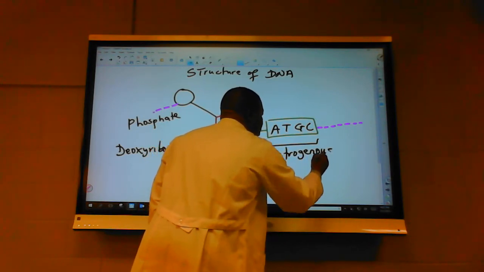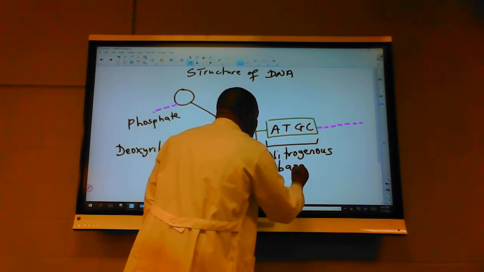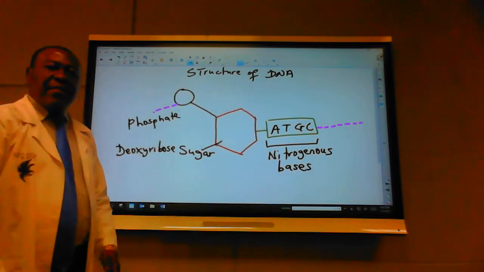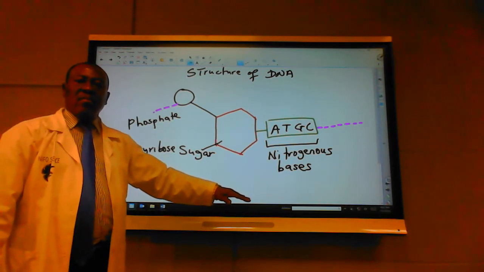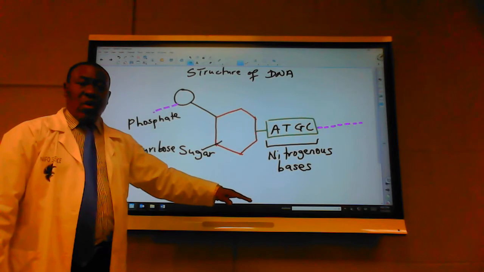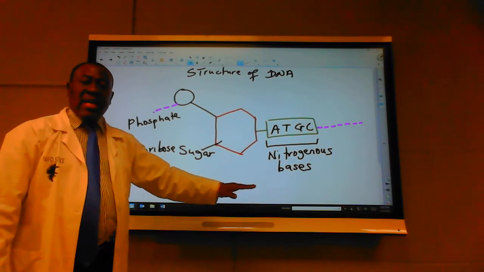It's called the nitrogenous bases. All right? So look very carefully. How many nitrogenous bases are there in DNA? Yes, if you say 4, you are correct. And what are the initials?